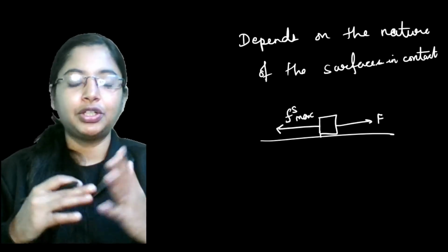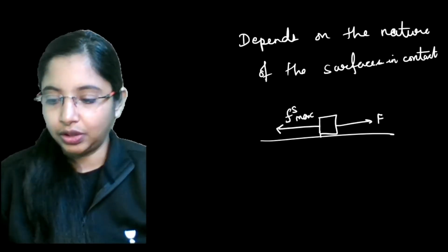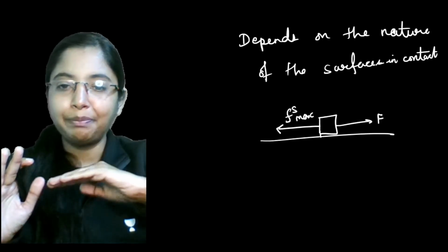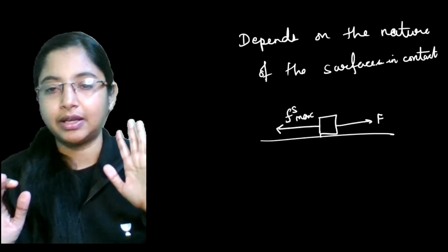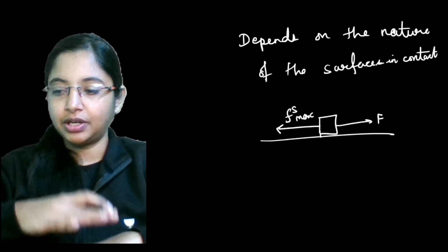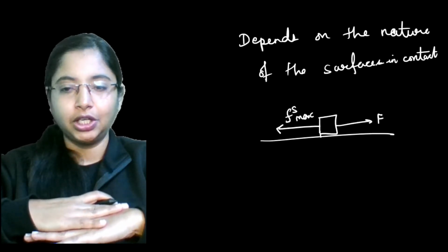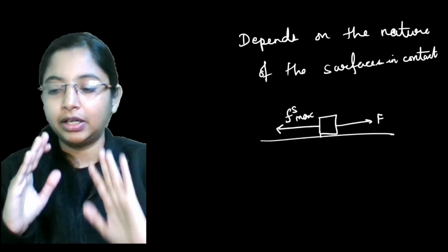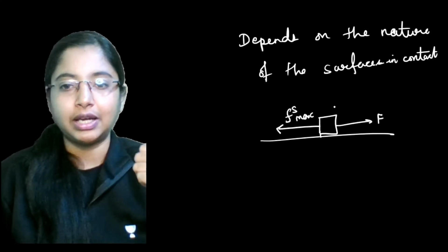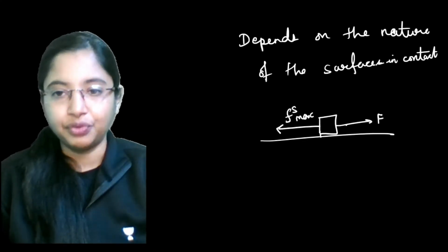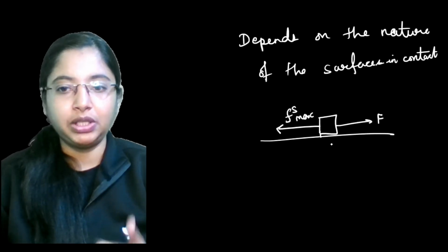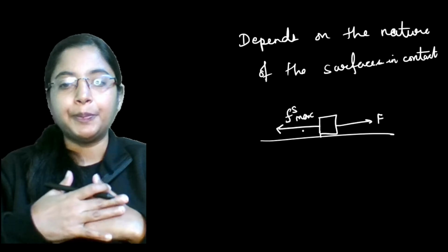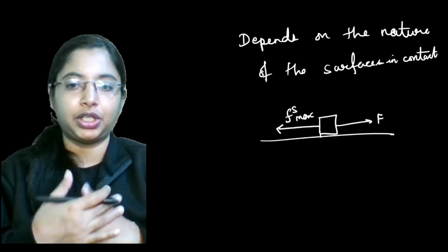Now, if you want to calculate the value of your limiting friction, it doesn't depend on the area of the surface, how much area of the surface the two objects are in contact with. It doesn't depend on that, as long as the normal reaction forces remain the same between these two surfaces.